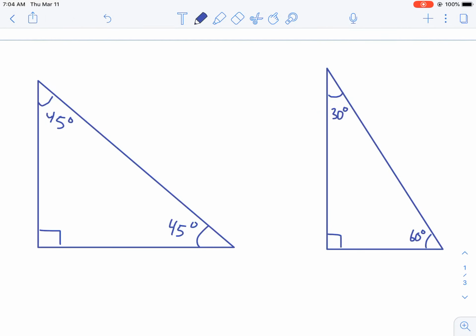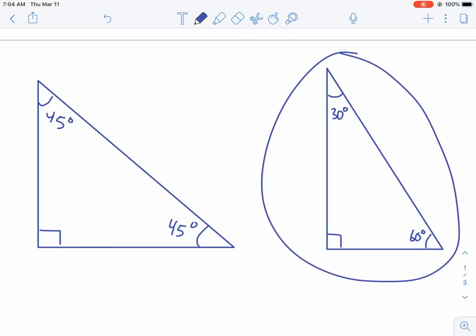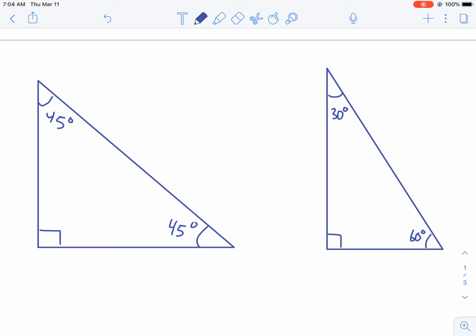Okay, so there's two special right triangles that we learned about, all right? We've got 45, 45, 90, which is this one right here, and 30, 60, 90, all right? So we're talking about the angles. That's why they're named the way they are.